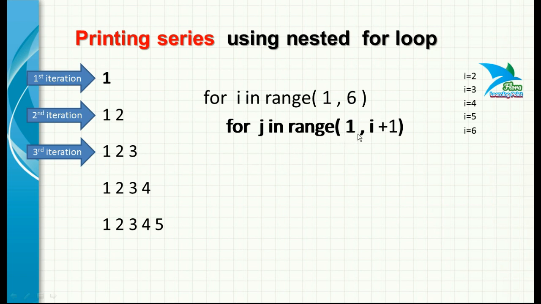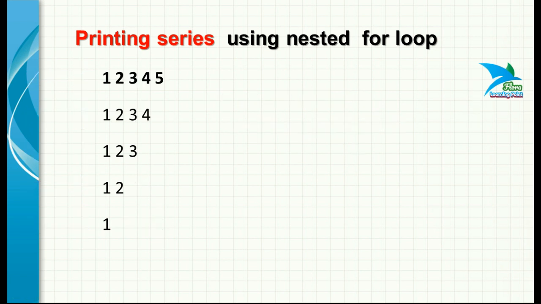And in the third iteration, the nested loop will execute three times and it will generate 1, 2 and 3. In the fourth iteration, the nested loop will execute starting from 1, 2, 3 and 4. And in the last, fifth iteration, the nested loop will generate 1, 2, 3, 4, 5 values. So that is all about how we can generate this series.